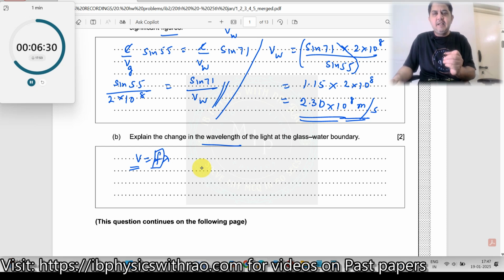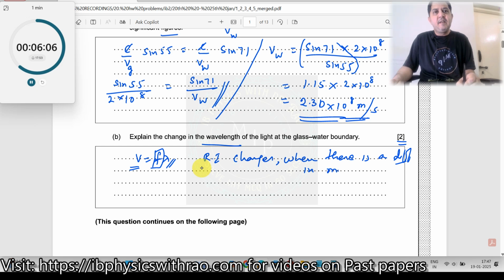I told you already, frequency never changes. And what can change? Lambda should change. Okay. So therefore lambda should change. But this is for 2 marks. So how do I write it? First is, light when it goes from glass to water, what changes? So refractive index changes. Refractive index changes when there is a difference in medium. First thing that you should write.